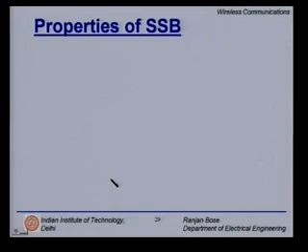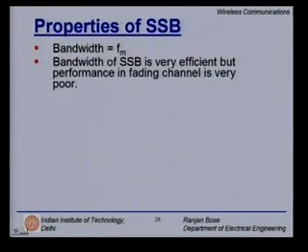Now, let us spend some time looking at the properties of single sideband AM modulated signals. Bandwidth is clearly FM. By design, I have cut off half the bandwidth, retained only that which is required, the maximum bandwidth of the message. The bandwidth of SSB is very efficient, but performance in fading channels is extremely poor.